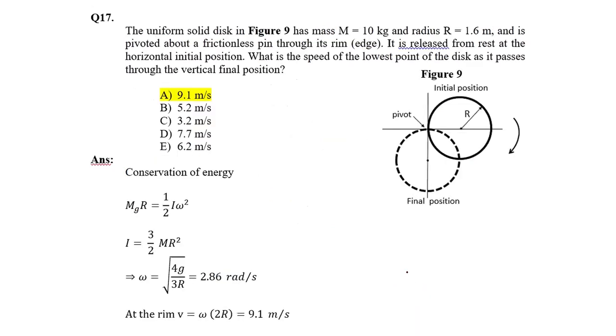Good. Now the same problem happens here. I just change the shape of my object. Here I have a uniform disk. It's a solid disk. Okay. And I give you the mass of the solid disk and the radius of the solid disk. Okay. And it's pivoted around an axis which is passing through one edge. So my initial position is here. And my final position is here.